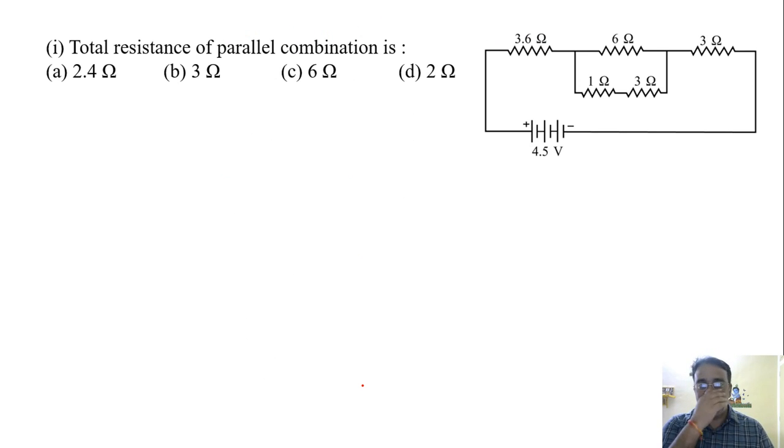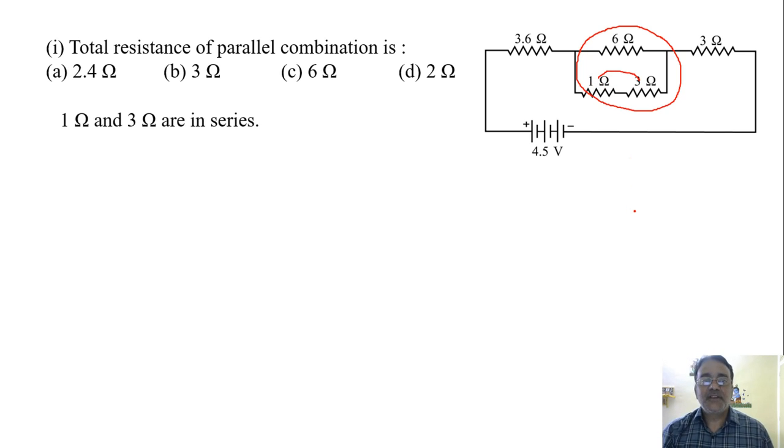The first question is the total resistance of parallel combination. So the parallel combination is here, and these two are in series, 1 ohm and 3 ohm, right? So 1 ohm and 3 ohm are in series, so that will become 1 plus 3, 4 ohm, and these two are in parallel. So the resultant resistance: 1 upon R is equals to 1 upon 6 plus 1 upon 1 plus 3, that is 4.